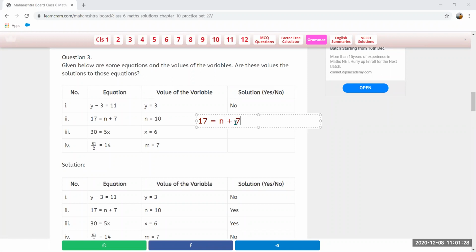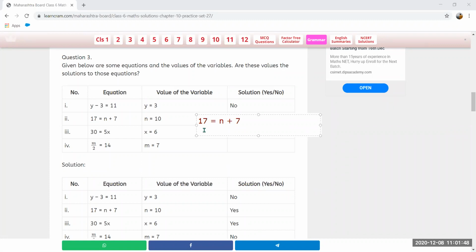Then what we are going to do? What we are going to do? Yes, children, I want answer from you. What we are going to do? Yes, Sudhanshu, very good. Subtract 7 from both sides. Correct. Ishita, right. Siddhi, right. Very good. Well done, students.